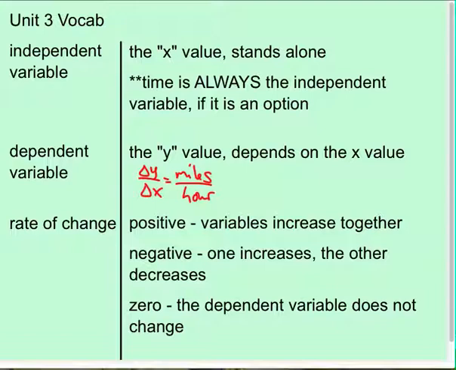Rate of change, today we're going to take a look at whether rate of change is positive. Both variables increase together. For example, miles per hour. The longer you drive, the more miles you drive. That would be a positive rate of change. Negative, one variable increases and the other decreases. Or zero, the dependent variable does not change. And we'll look at some examples of those in a minute.